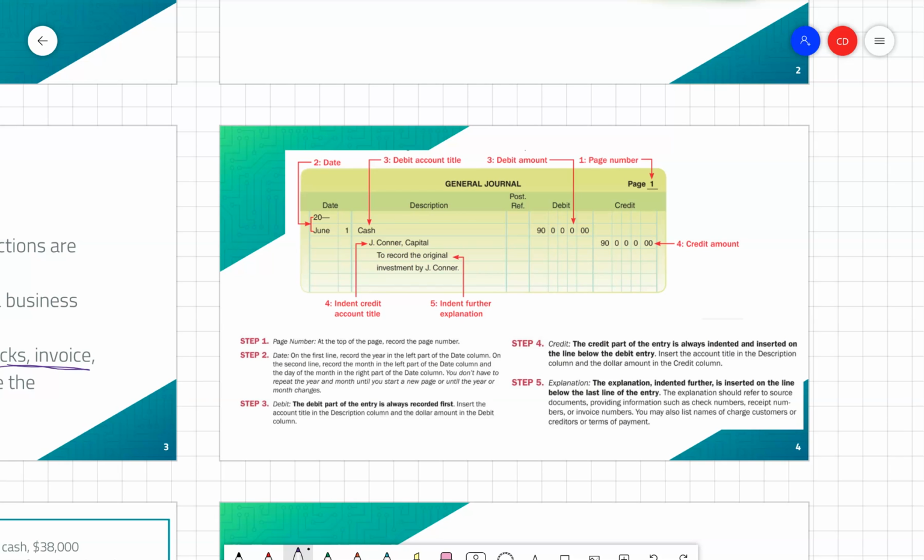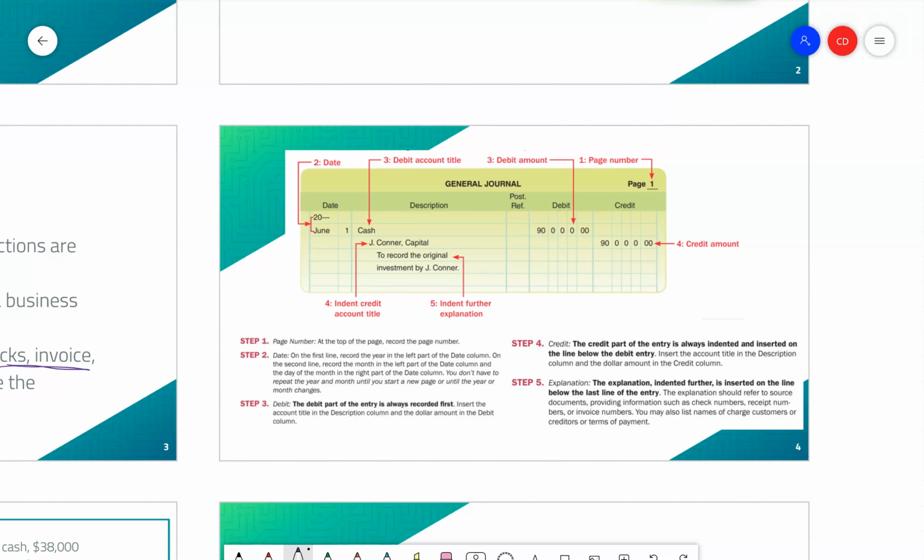All right. So here's a sample of what the journal looks like. And I don't have you writing anything here. So you notice there is a heading up top, right? And then we have the date column. Okay, so looking at the date column here, you notice there's two parts to the date column. The first part of the date column is where you put the year and the month. And the second part is where you put the actual number date that a transaction occurred.